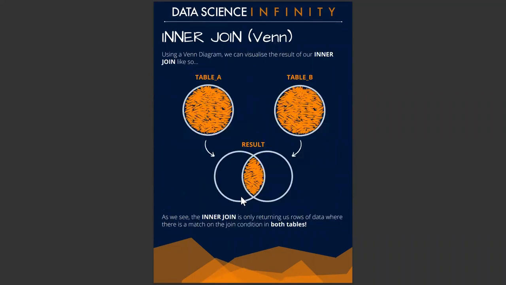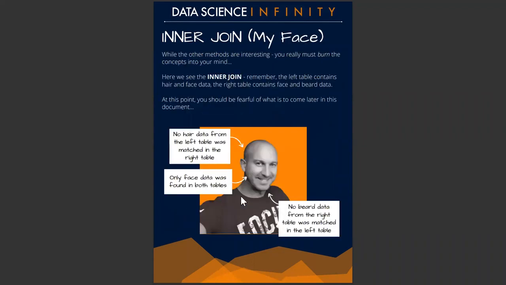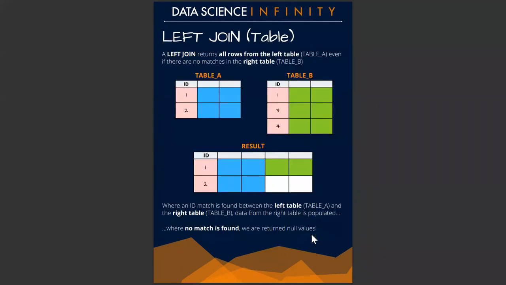So this is a Venn diagram which we have used in the previous slides also. This is the visualization that I was talking about. Inner join: no hair data from the left table was matched in the right table. Only face data was found in both the tables. No beard data from the right table was matched in the left table. Left join, as correctly mentioned by Mayank, 1 and 2, and only one data would be there from table B. Correct?